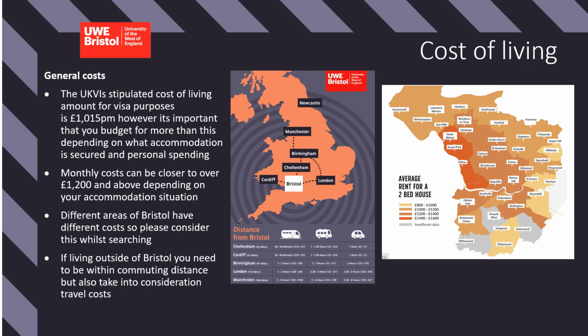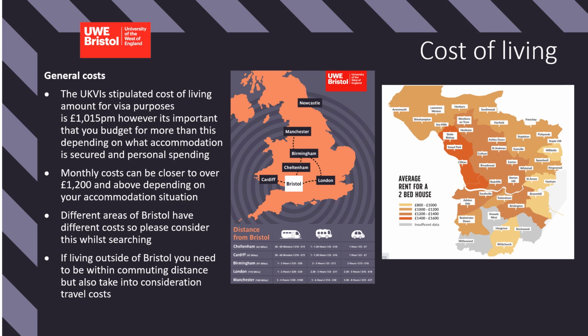Cost of living and general costs. The UKVI's stipulated cost of living amount for visa purposes is £1,015 per month. However, it's important that you budget for more than this, depending on what accommodation is secured and your personal spending. Monthly costs can be closer to over £1,200 and above, depending on your accommodation situation. And different areas of Bristol have different costs, so please do consider this while searching.